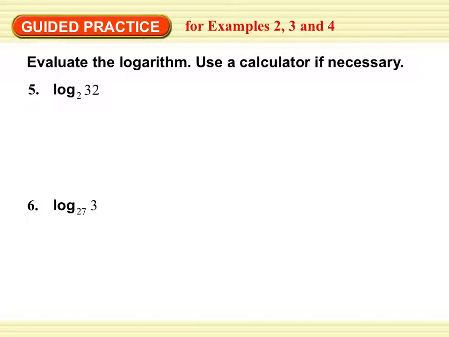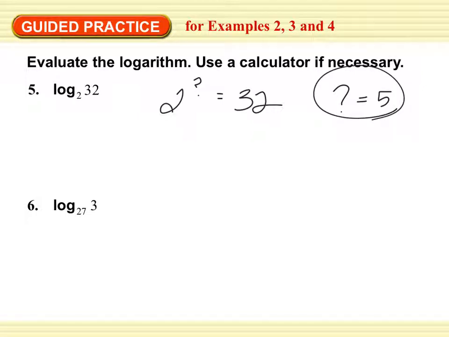All right, evaluate the logarithm. Use the calculator if necessary. Here's the what-if. So 2 to the what power equals 32? I don't remember. It's not 4. There it is, it's 5. So log base 2 of 32 equals 5. 27 to the what power equals 3? Well, I think that is a cube root. So my what power would be 1/3, but I'm going to go ahead and check it. Yep.